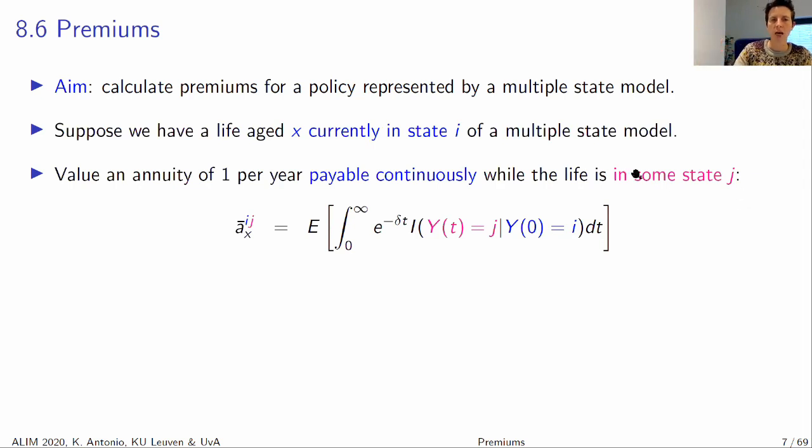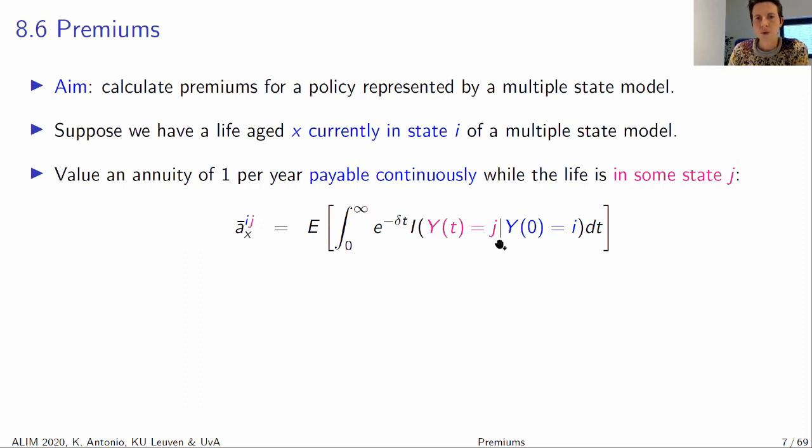So what are we going to do? We have 1 euro per year payable continuously. We sell this product to somebody who is occupying state i at time zero, and the annuity will only pay if our policyholder is in some state j, right?